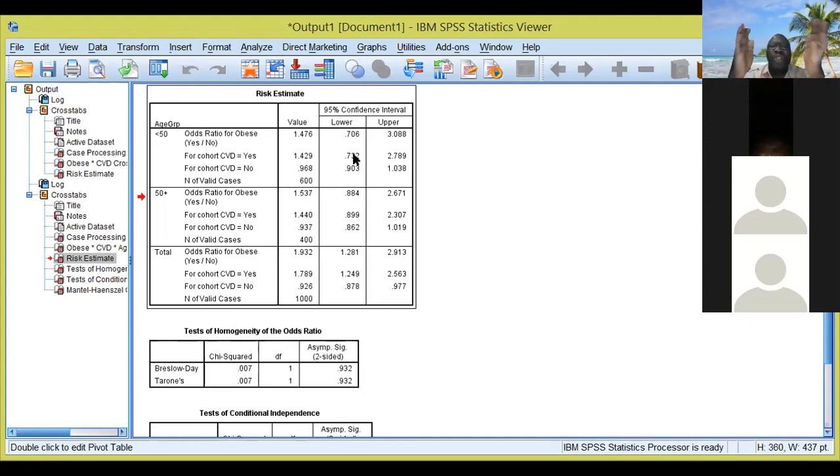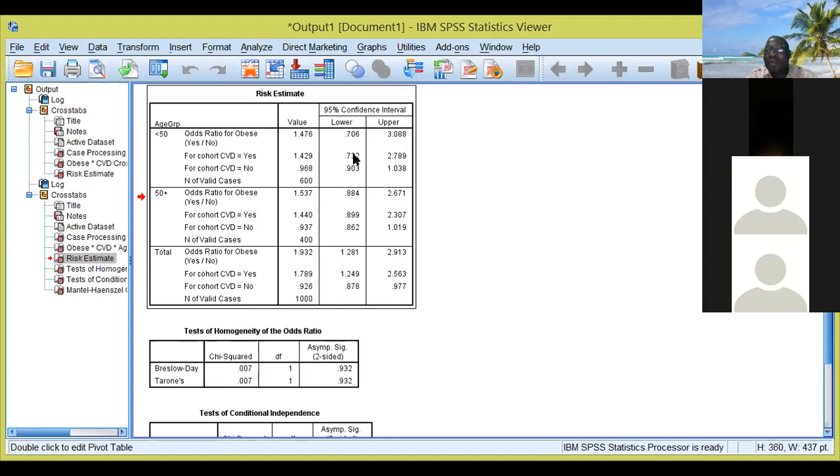Now we see that we have different values, 1.48 and 1.54. Are they actually the same or are they significantly different? Look at the Breslow-Day test of homogeneity. It's not significant. That shows that it's the same. There's no difference. These values are not too far apart; they are not different.